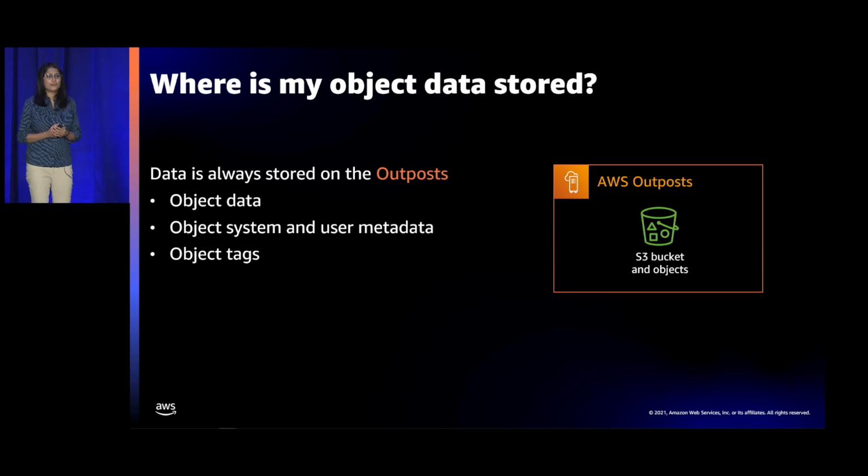One of the questions that we get for S3 on Outposts is, where is my data actually stored? So just to reaffirm, your object data, your user metadata, system tags, everything is stored on Outposts. You can use the same console, CLI, API, and SDK features that you're comfortable with in region to interact with S3 on Outposts. You can use the same APIs to retrieve, store, and control access to your data.